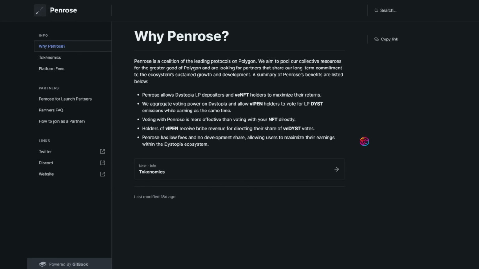Penrose is then to Dystopia what Convex is to Curve, a yield aggregator. Users will want to take their DYST tokens to Penrose and lock them there for more efficient voting power with shorter vesting periods, all while earning greater rewards.